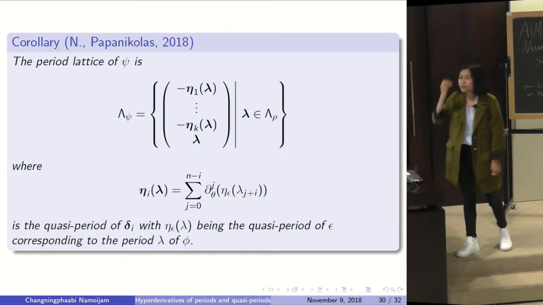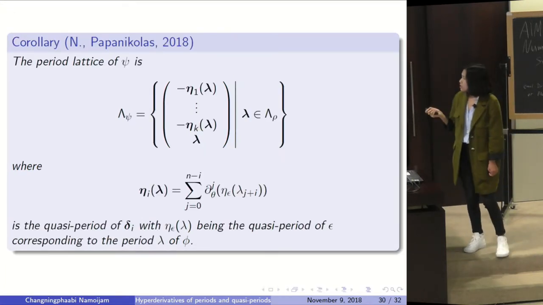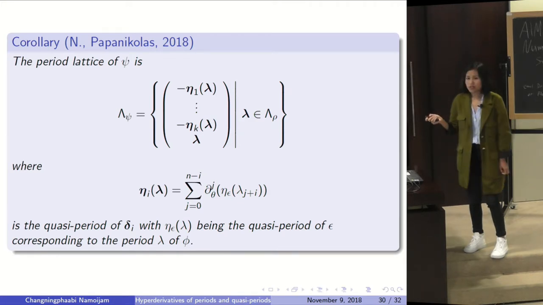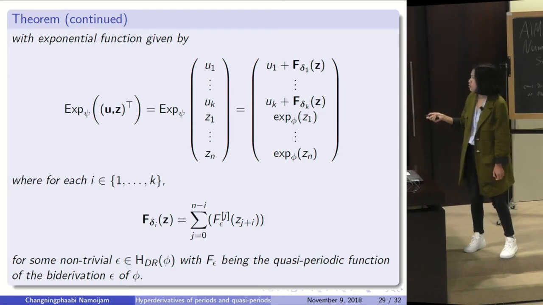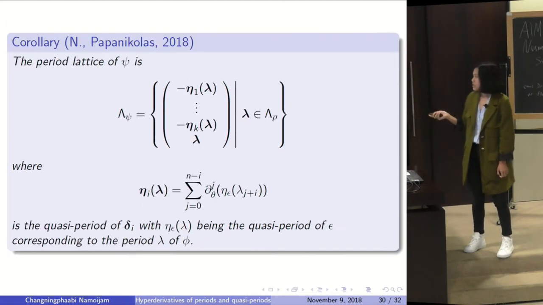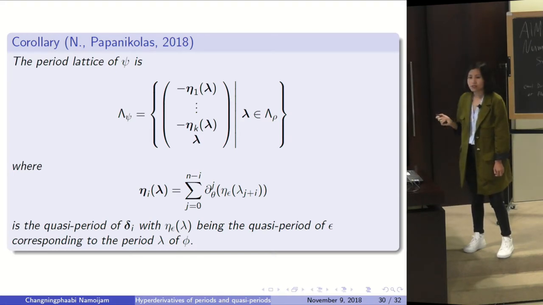So a corollary: the period lattice is going to be again in this way with this sum, where the hyperderivative is of the quasi-period. So as you can see here, the hyperderivative is only of the coefficients, but in this case we can prove that the hyperderivative is of the whole thing.